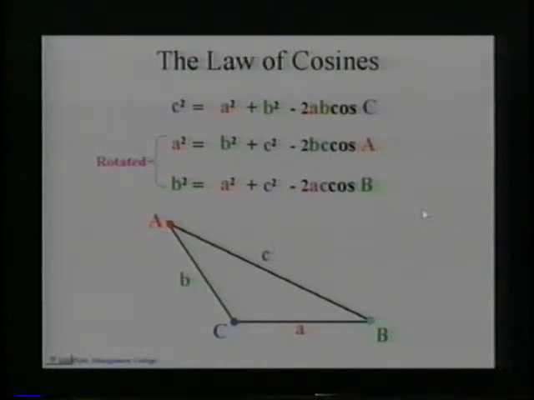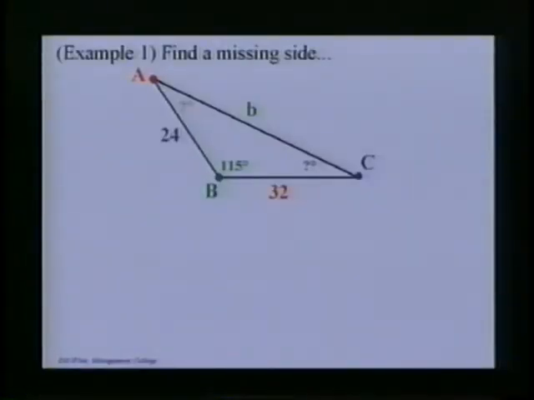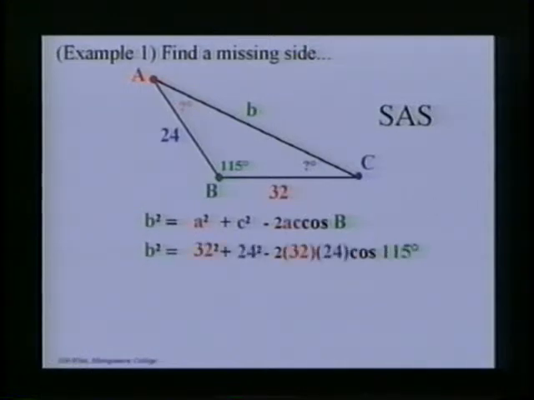Okay, well, why do I want to know this? Well, this is going to be very useful for instance in SAS. I'll have a side, an angle, and a side, and I can solve for the other side. Okay, well, let's do it. And this is the part you will have to do for homework. Find the missing side. I want to find this side. This is an SAS situation, so I can't use the law of sines. I'm going to use the law of cosines, the b squared one, because I know a, I know c, and I know the cosine of B, side, angle, side. Let's fill the numbers in.